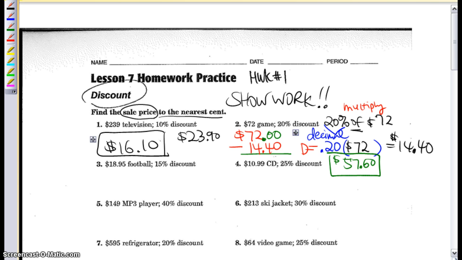And if I use a calculator, then I don't need to worry about lining up the decimals. It will do it automatically for me.